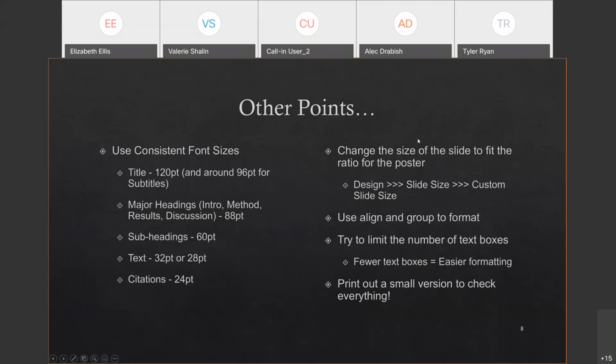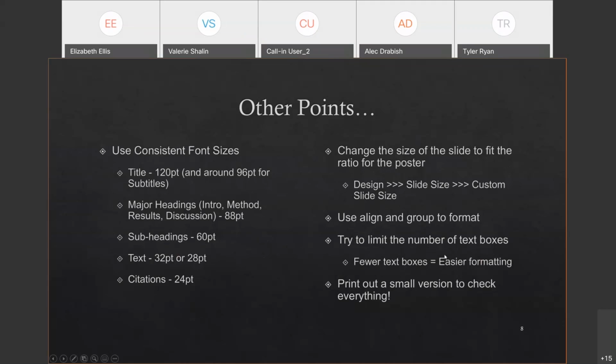And this portion over here is perhaps a little bit more technical. To change the size of the slide to fit the ratio for the poster, in PowerPoint, you go to Design, Slide Size, Custom Slide Size. The align and group features are your very best friends. You can align a whole column, and then you can move things within that column, but they all stay together.